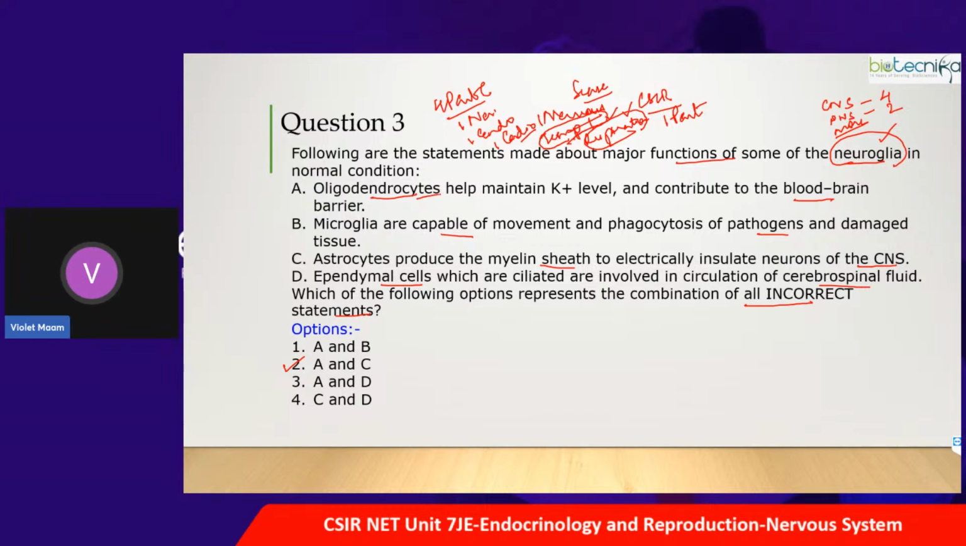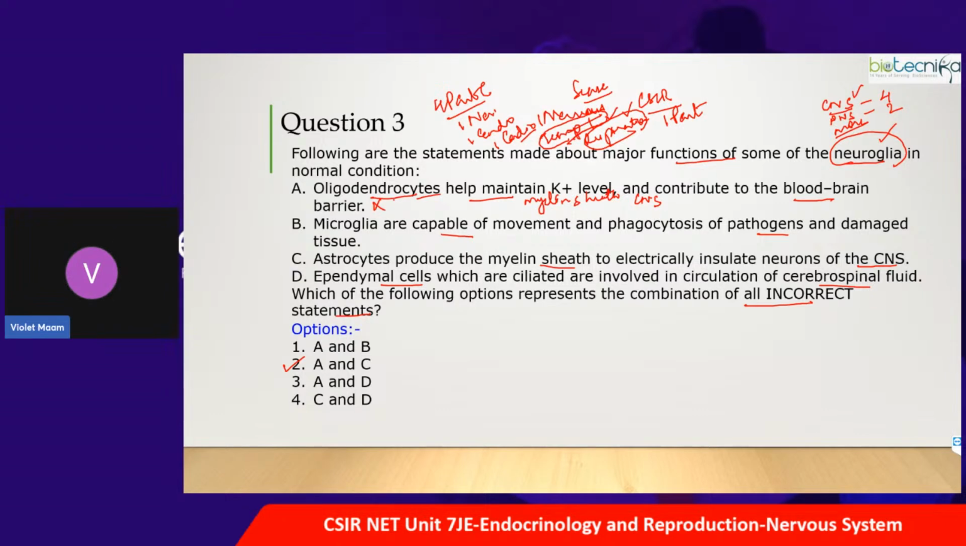So oligodendrocyte is a neuroglial cell for the central nervous system. But what is its major function? It does not contribute to the blood-brain barrier. What it does basically is it helps to form the myelin sheath of the neurons of the central nervous system. Remember that. That is why A is incorrect.